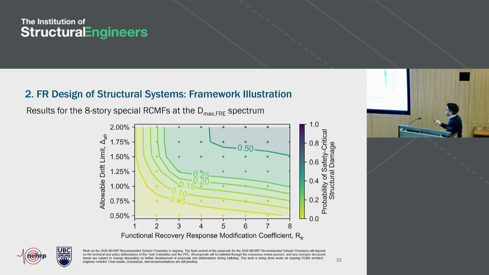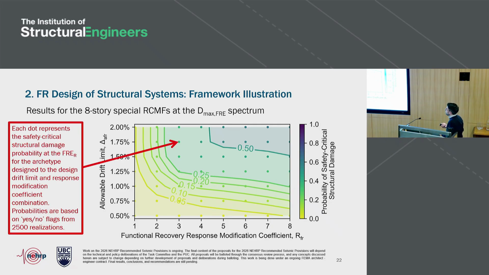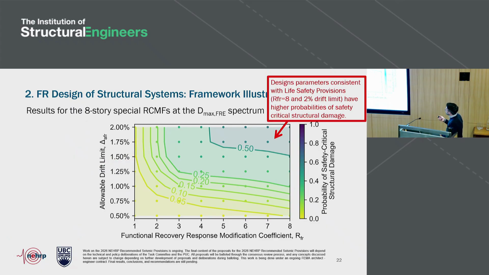From 0.5% to 2%. So each one of the dots that you see here is a description of the probability of safety critical structural damage conditioned on this Dmax FRE spectrum. And then we have the contours that delineate where you fall depending on your choice of RFR and drift limit. And what you see is that if you use values that are consistent with life safety, which would be an R of 8 and a 2% drift limit, you're going to have very high probabilities of safety critical structural damage. And that's expected because if we're doing life safety design, we're not necessarily designing for repairability.